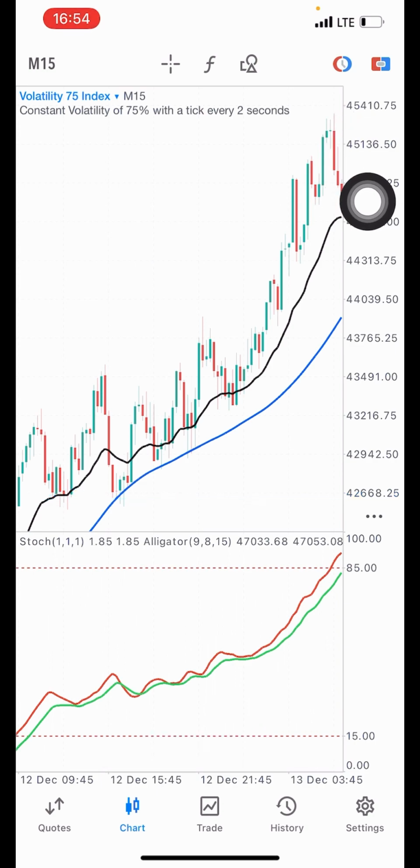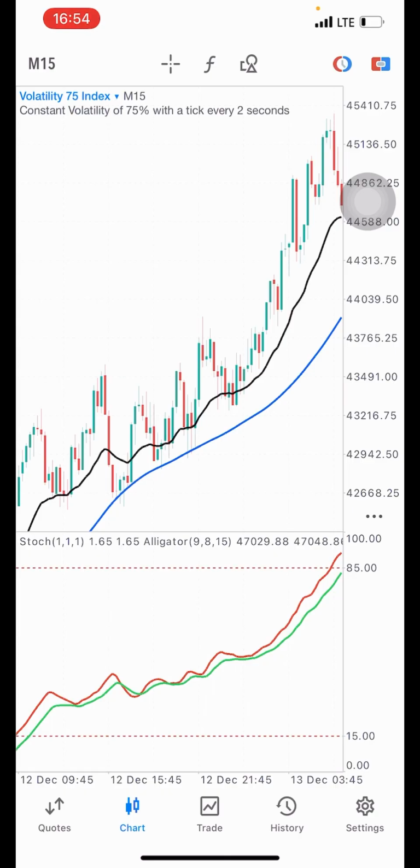What I want you guys to do is to backtest it. Don't take my word for it. I'm not the market maker. Make sure you put in the work by yourself, backtest it, and confirm that this strategy is working for you perfectly before you go in with your hard-earned money.